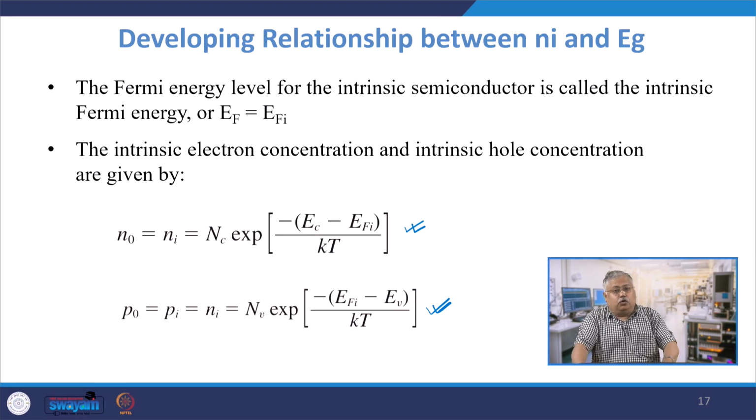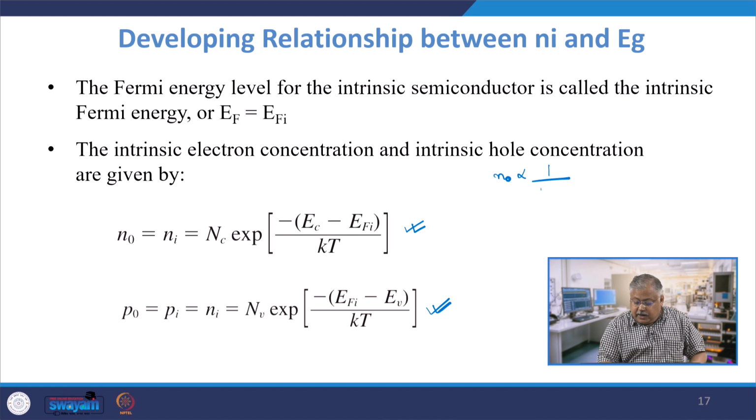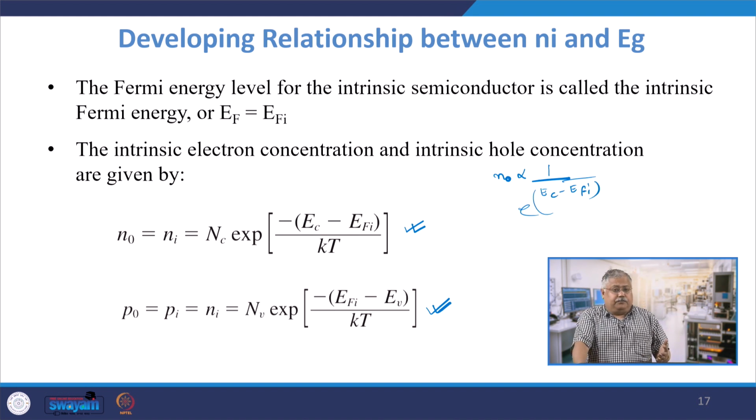Same thing happens for the hole in the valence band. If you shift the difference between EFi and EV to be slightly larger, you end up utilizing a smaller value of P0. So your N0 is exponentially dependent on EC minus EFi, and this is quite interesting, which means that even a small difference will give rise to a large change in the number of carriers, both for electrons as well as for holes.